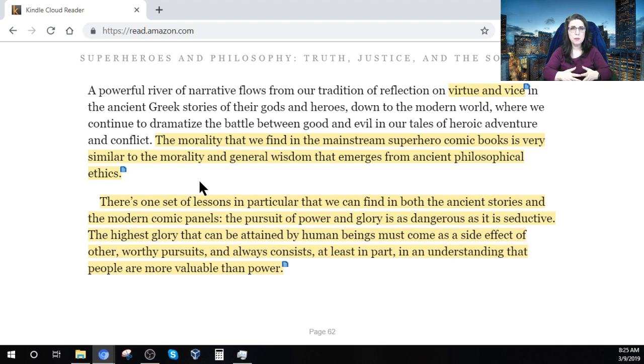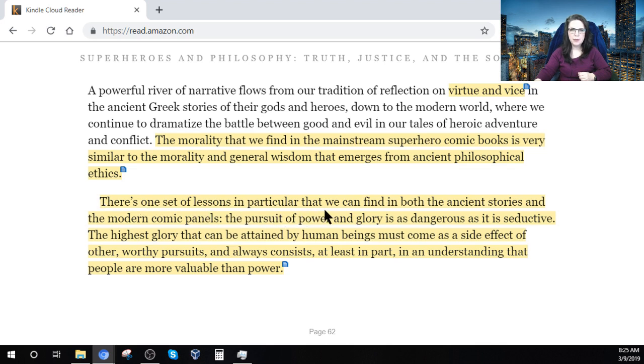So we know the purpose of their essay is to try to convince us that we should not fall into the same traps that our beloved comic book characters fall into, that we should value human life more than our desire for power. Let's look at the next paragraph.